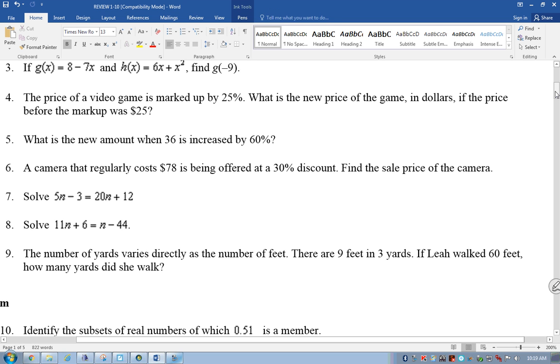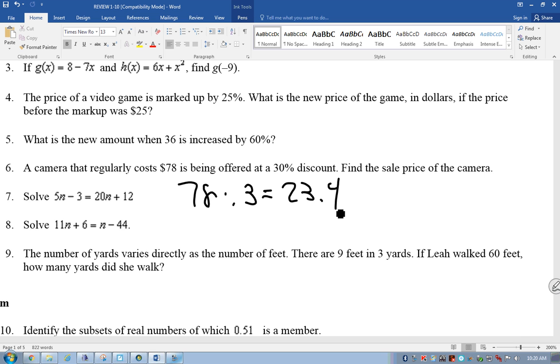This is good because it matches up with what we've run into. We want to take 78 times 0.3. We want to find out what 30% of 78 is. 78 times 0.3, what's that? 23.4. Well, that's 30% of 78, but what we need to do now is plus 78? Not plus 78, because it's 30% off. Subtract 78 minus 23.4.